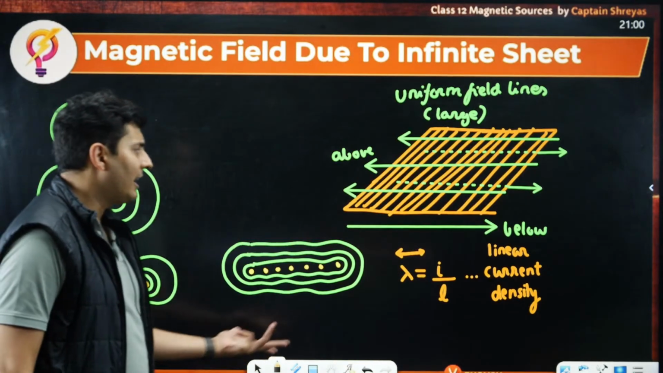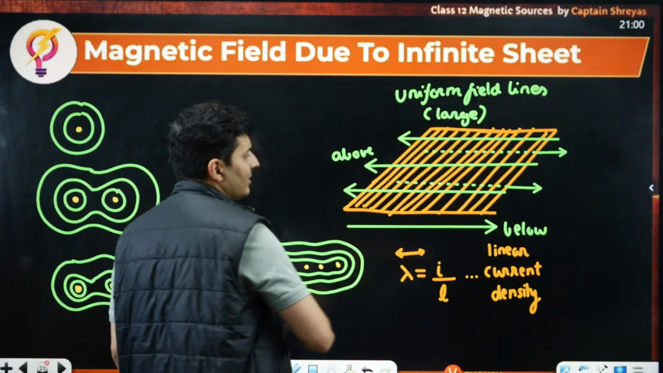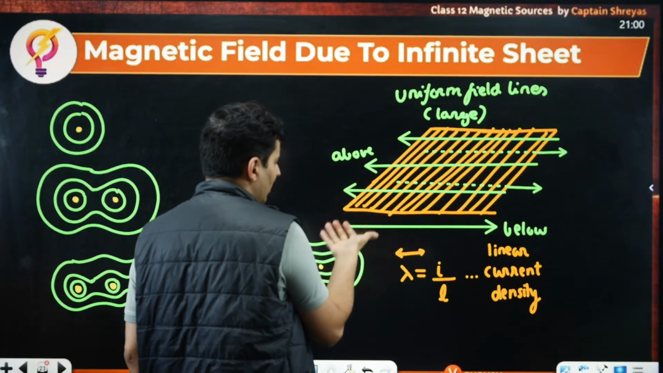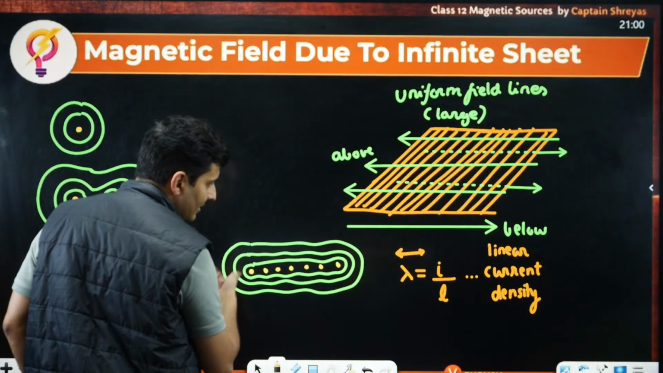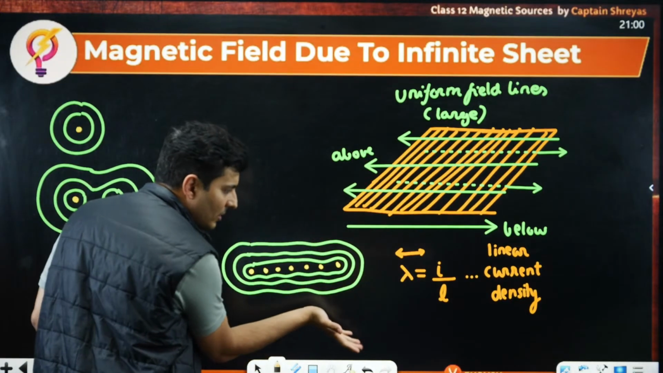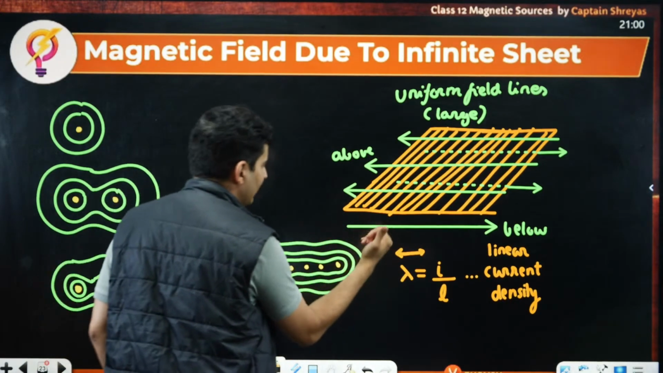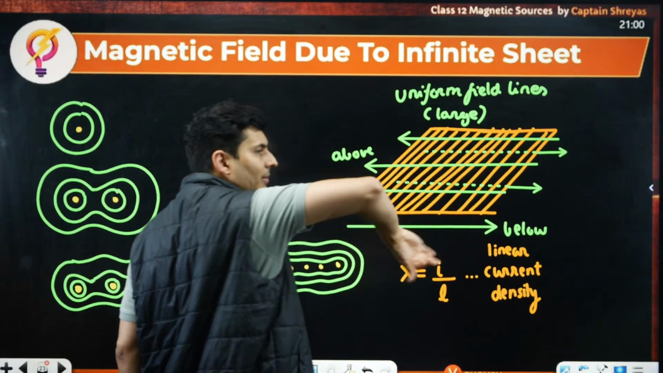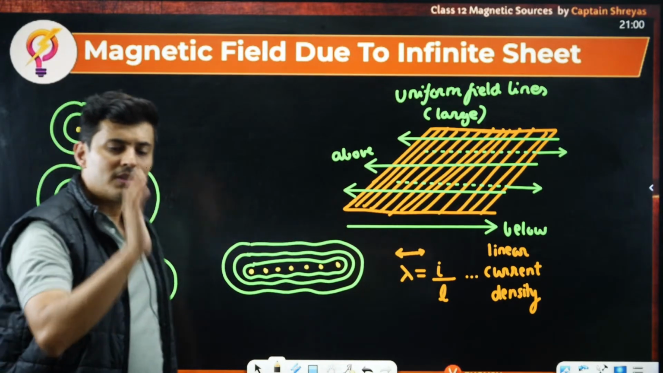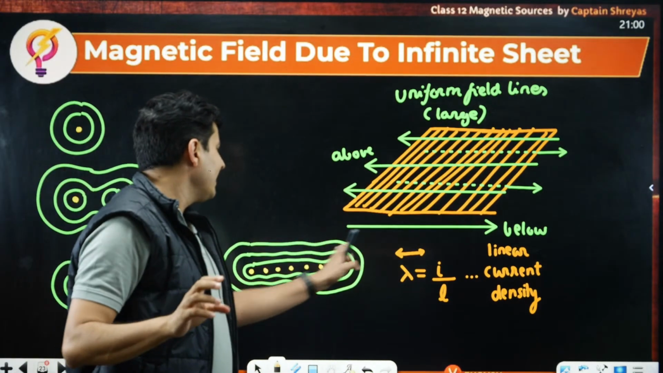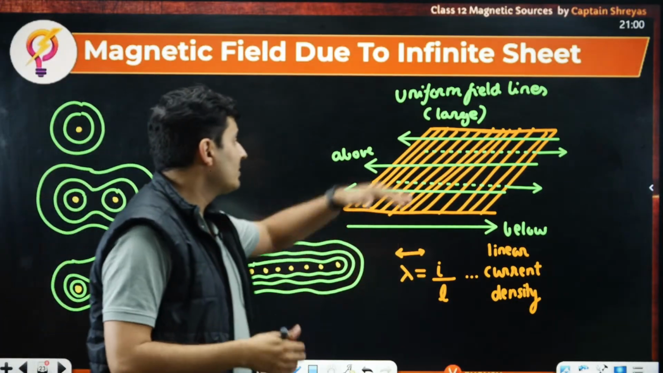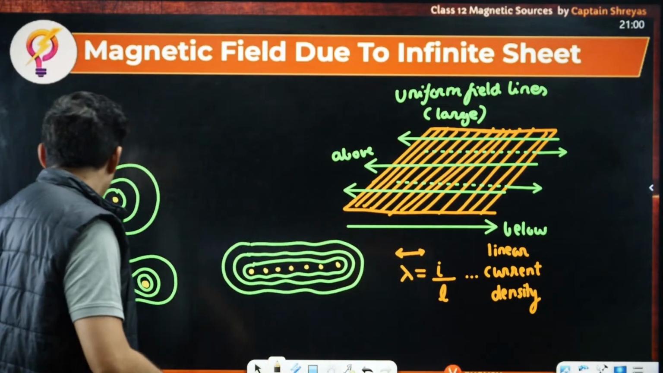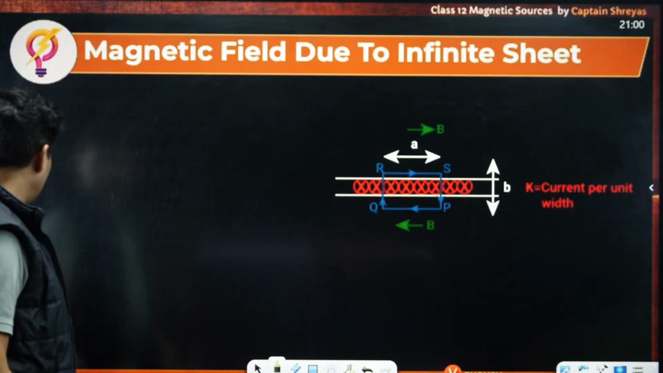Direction, how will you get it? Right hand rule. If the current is going inside, just check it out, the fingers will turn like this. If the current is coming towards you, the fingers will go like this. So on the top it will be left, and below it will be towards the right. So just use the right hand thumb rule on any one wire. You will immediately understand the directions above and below will always be opposite. I think we have a question like that over here.